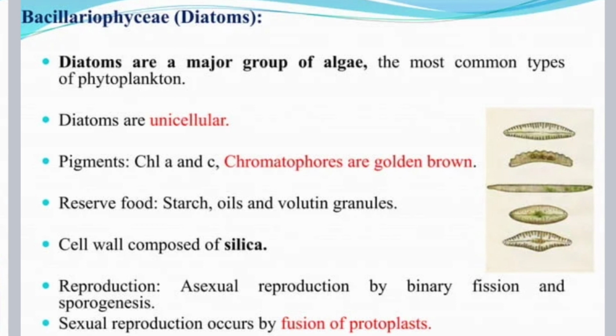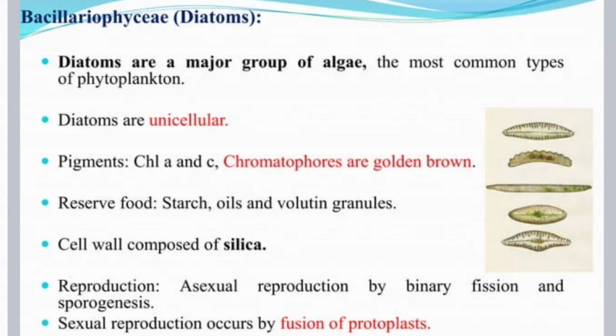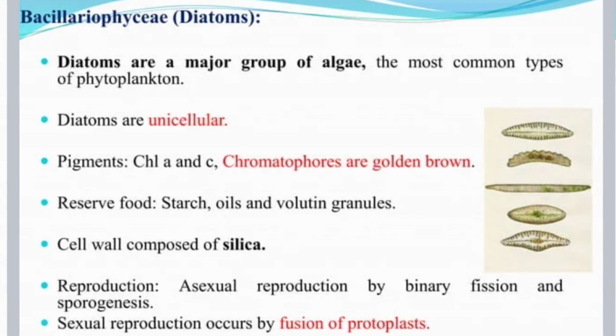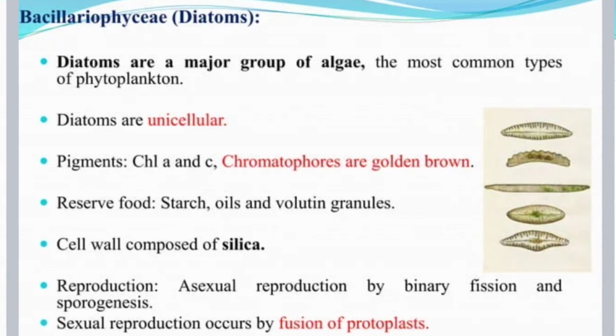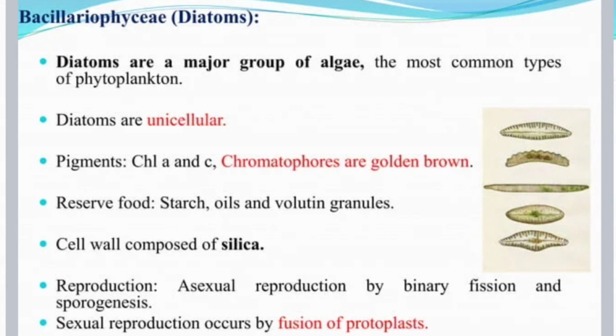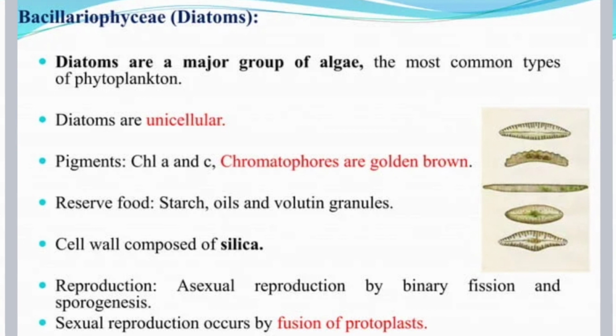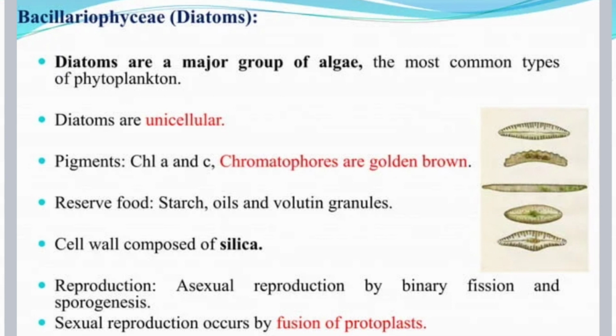Bacillariophyceae, diatoms. Diatoms are a major group of algae, the most common types of phytoplankton, and they have a cosmopolitan distribution. That means they are present in soil, terrestrial habitats, water, etc. Unicellular or colonial forms. Pigments are chlorophyll A, C, beta carotene, fucoxanthin, diatoxanthin, and diadinoxanthin. Reserve food: fats and volutin.